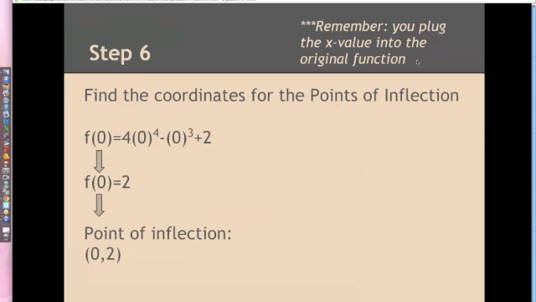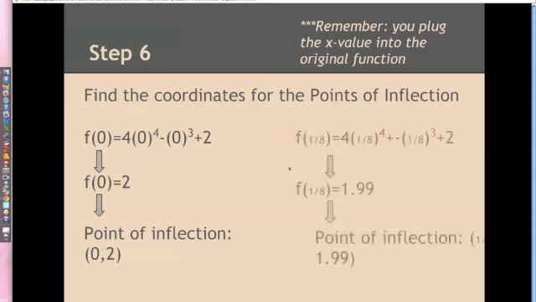Remember, we have this up here for a reason. You are plugging it into the original. And in doing so, you find when you plug in 0, you get 2, because f of 0 is 2. And when you plug in 1/8, you get 1.99, making your point of inflection, I don't know why this keeps getting cut off, I'm sorry, 1/8, 1.99.